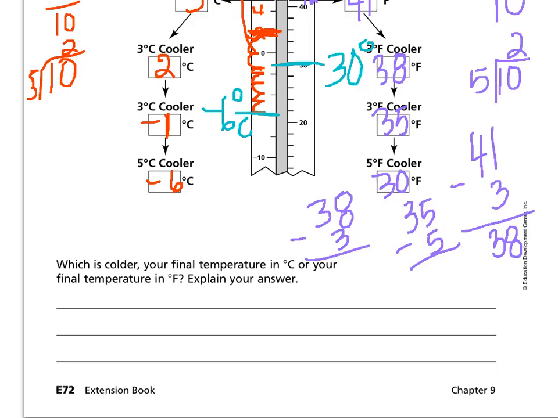So which one is colder? I can see by comparing -6 degrees Celsius and 30 degrees Fahrenheit on the thermometer that -6 degrees Celsius is colder.